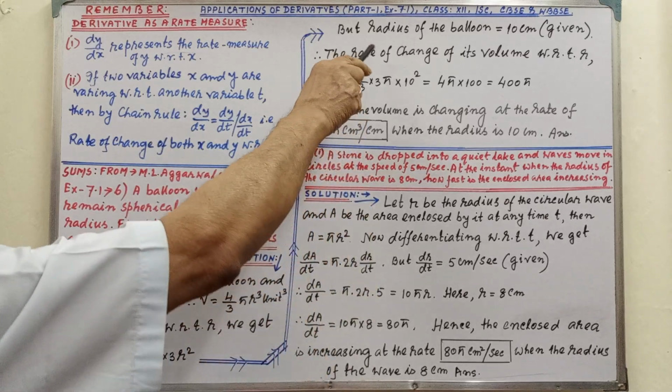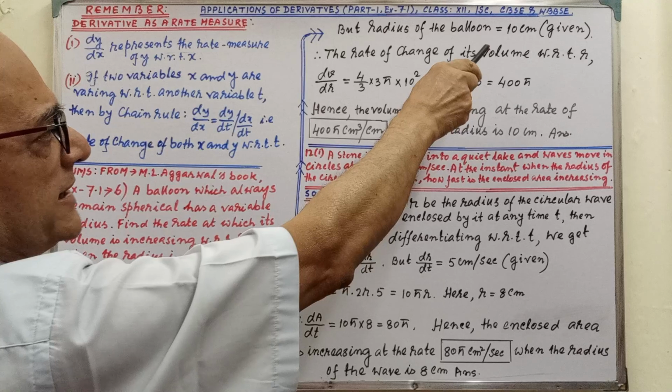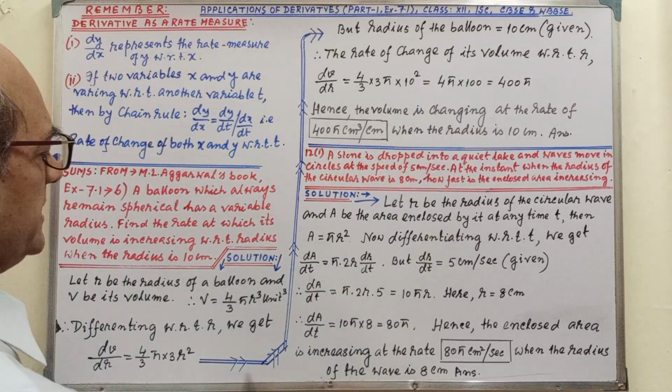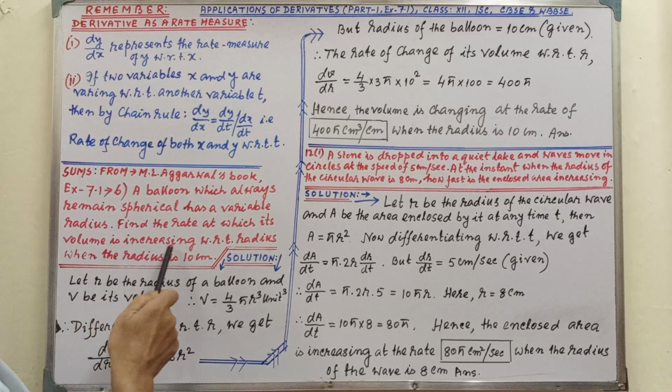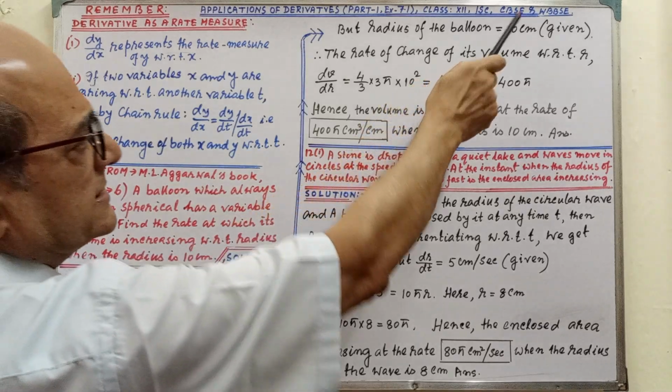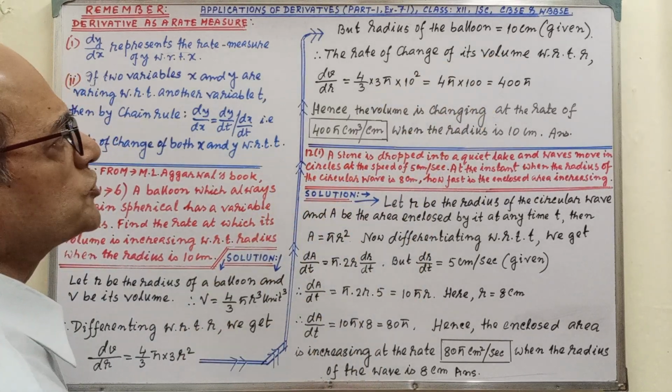But the radius of the balloon is given, 10 centimeter. 10 centimeter is given in our question. The volume increasing with respect to radius when the radius is 10 centimeter. This 10 centimeter is given in our question.